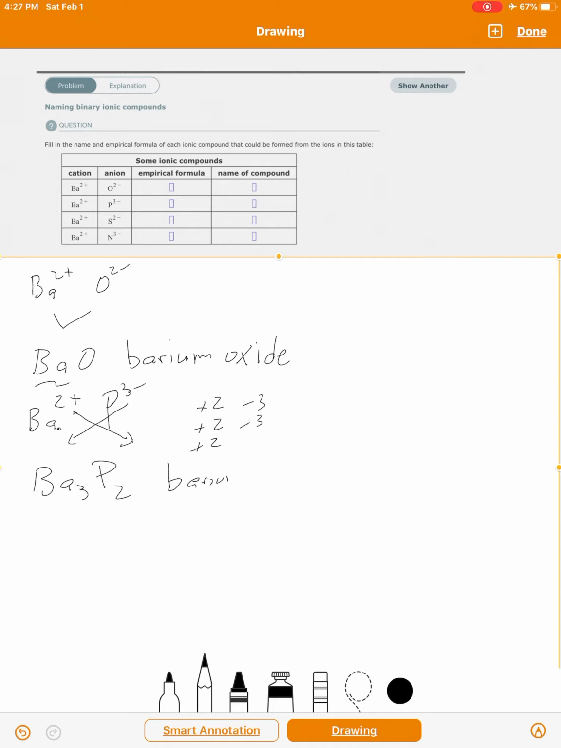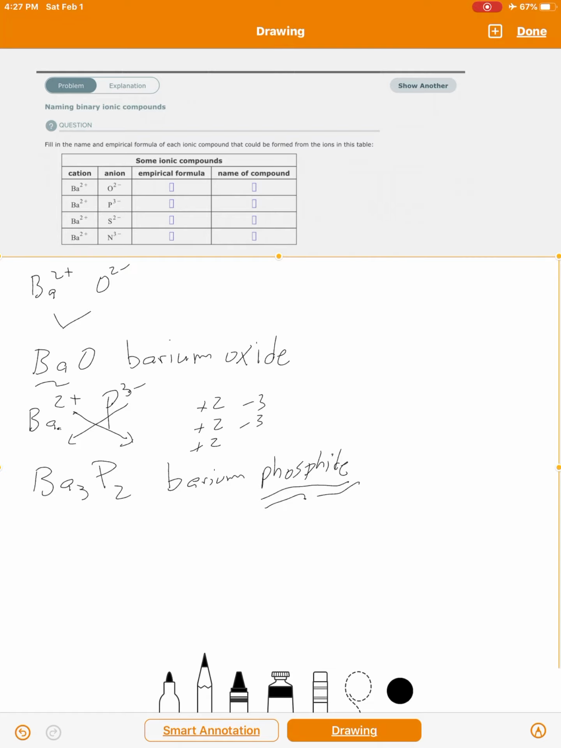Naming it, pretty straightforward. Barium. Name the metal. Name the nonmetal, change it to IDE. So it's not phosphoride, in the sense you might think it would be, but it's phosphide. I guess one way to think about it is the anion generally only has 2 syllables. Phosphide, nitride, oxide, bromide. Generally, that's true, not always.